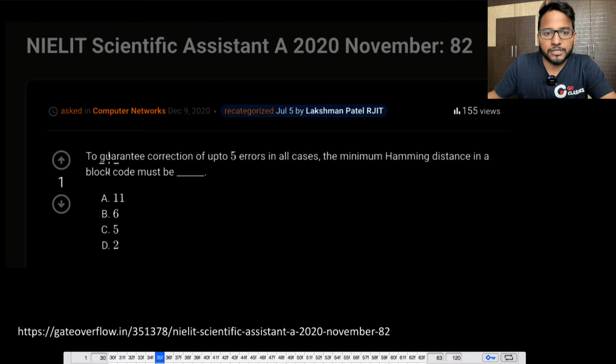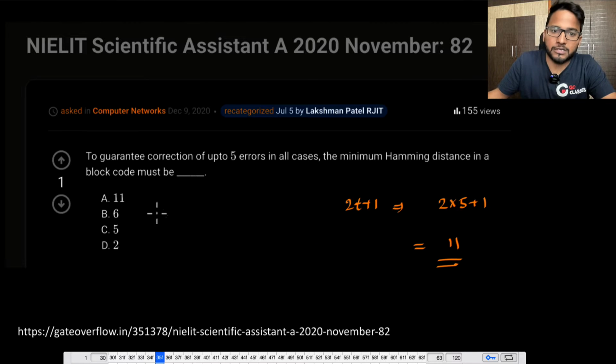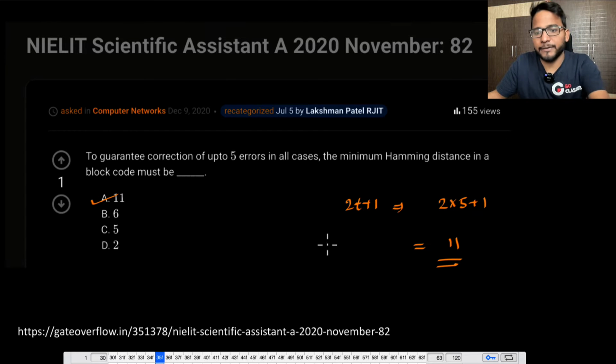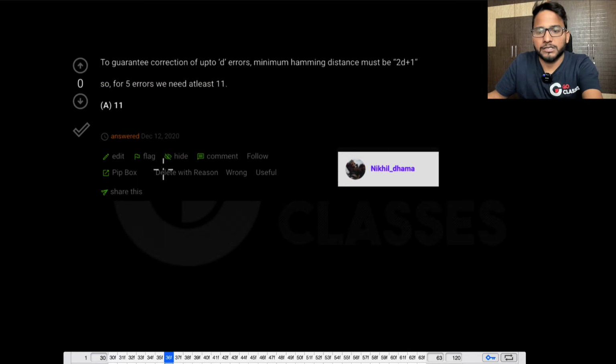So let's see this question. What they're saying, to guarantee correction of up to 5 bits in all cases. Okay, they want to correct 5 bits of error. The minimum Hamming distance should be 2t plus 1, right? So which means that it should be 2 into 5 plus 1. That's a very easy question. So 11 should be your answer. So that's why A is the correct answer, right? Okay, A is the answer.